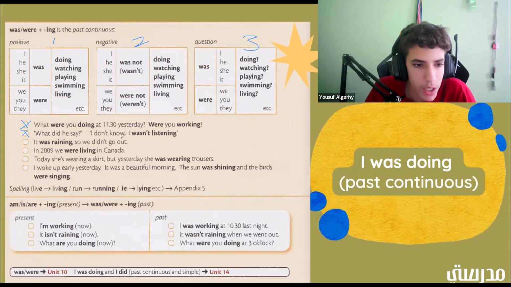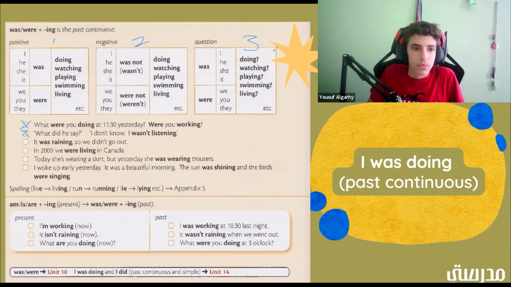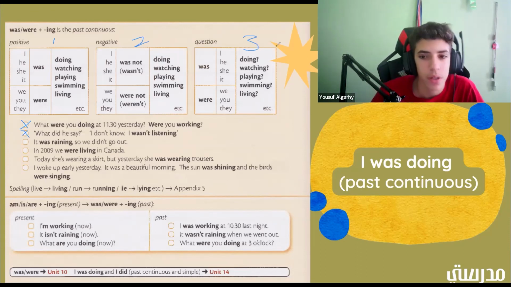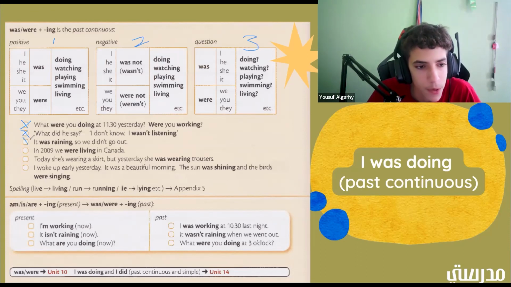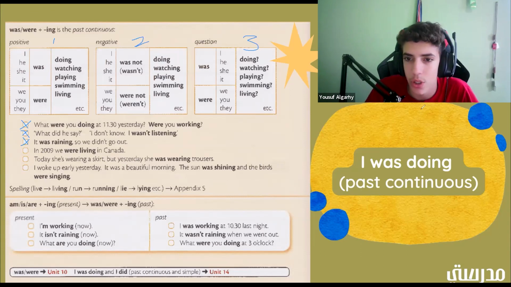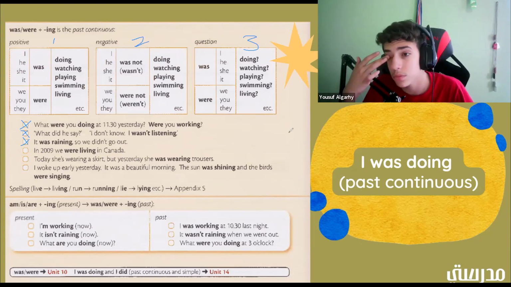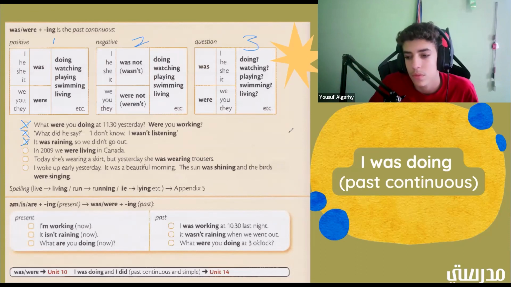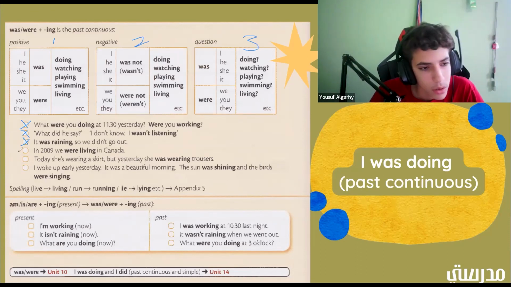Now we have, it was raining, so we didn't go out. It was raining. Is that positive, negative, or question? It's positive. All right, good job. Positive, number 1. Okay. In 2009, we were living in Canada. We were living. Is that positive, negative, or question? It's 1. All right, good job.